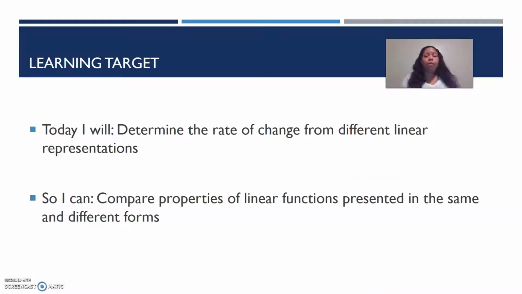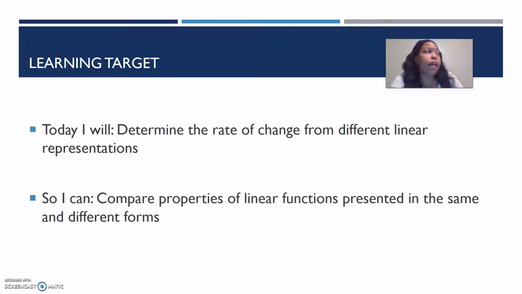So let's get into what we're going to be talking about today. Basically, the goal for today is, can I determine the rate of change from different linear representations? So I can compare linear functions presented at the same time in different forms. Basically, what I want you to be able to do by the end of the week is determine the rate of change from different linear representations.